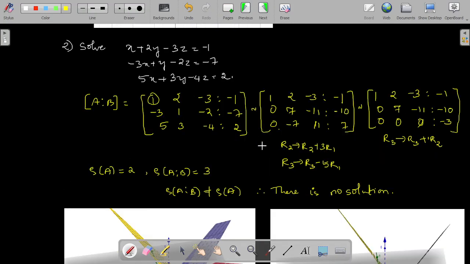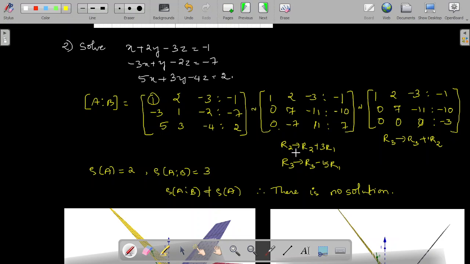One more example. This is an example in R cube. Solve the system. Construct the augmented matrix: 1, 2, minus 3, minus 1; minus 3, 1, minus 2, minus 7; 5, 3, minus 4, 2. That is the third row. Now convert this to the echelon form. First row as it is. This is the first non-zero entry of the first row. This is the pivot of the first row. So elements below the pivot must be made 0.